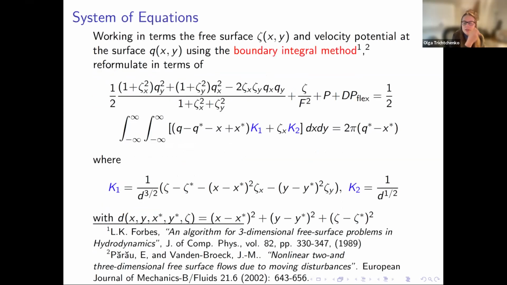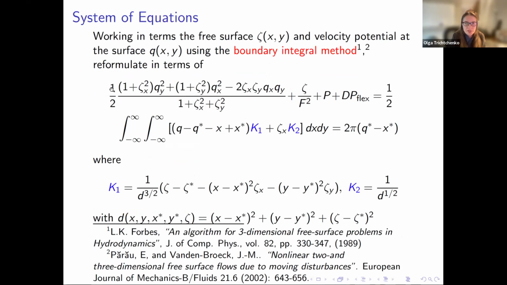All right, so the method of solution, I won't show you how to write down these boundary integral equations. But if you need more details, there are lots of experts in the audience, for example, Emilian. What we're going to do is work in terms of the free surface zeta, and we're going to write down the velocity potential evaluated at the surface. We're going to call that Q.